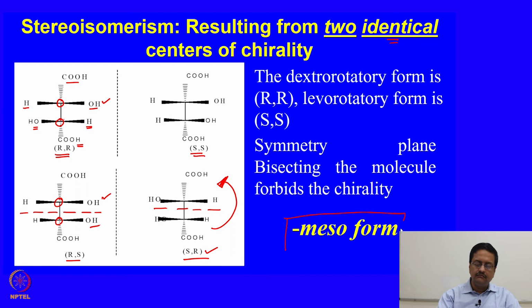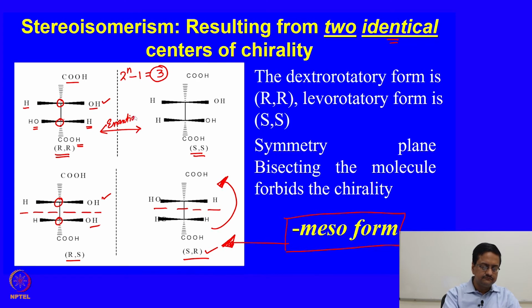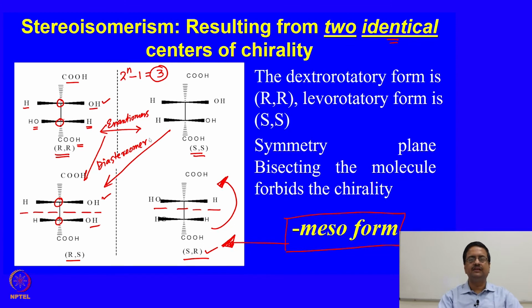So this particular pair of isomers is called the meso compound, and it negates the chirality of this molecule. So here, instead of 2 to the power n, we have 2 to the power n minus 1, that is 3 different isomers, where these two are enantiomers, and here the relationship is diastereomer. Diastereomers means they are not mirror images of one another.